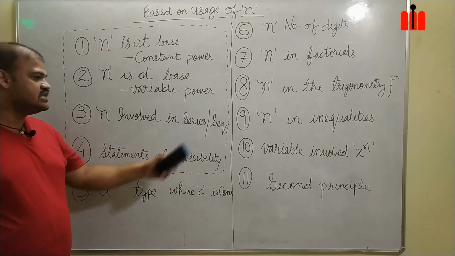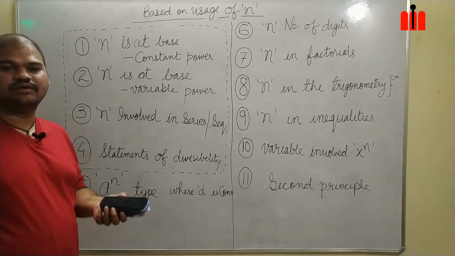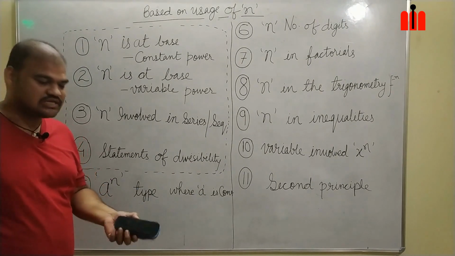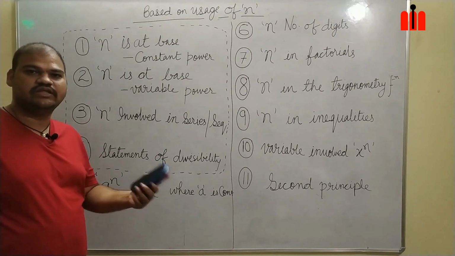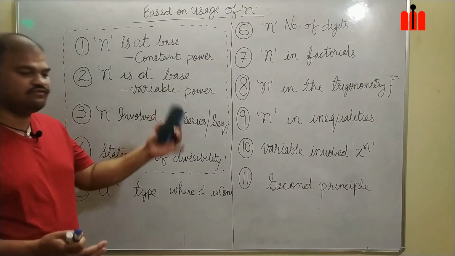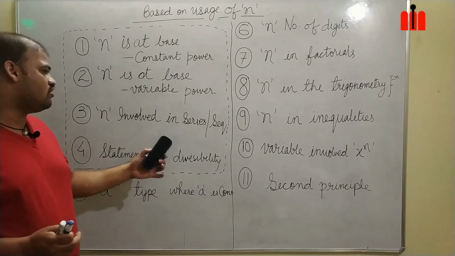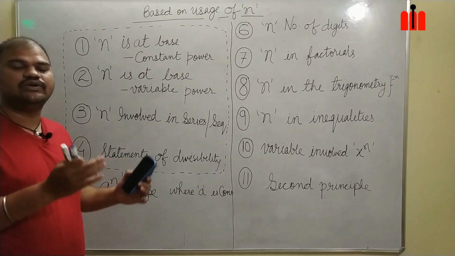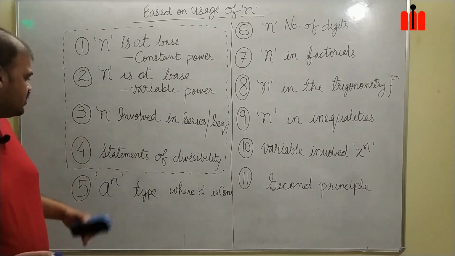n involved in series or sequence. In some series or sequences n is involved, like 1 plus 3 plus 5 plus 7. What is common in this? That the difference is 2. Such types of series and sequences. It may be 1 into 2 plus 2 into 3 plus 3 into 4, and you have to prove that it will be equal to something, so LHS will be equal to RHS. We will see in detail what we have to do, but I am telling how our LHS will look. So when n is involved in a series or sequence, it will look like 1 plus 3 plus 5 plus 7, or 1 into 2 plus 2 into 3. So a certain sequence or series is involved in this. This is another type.